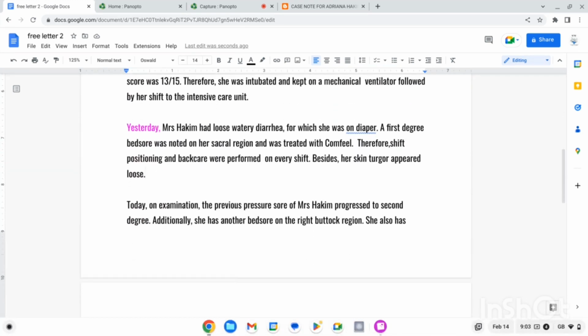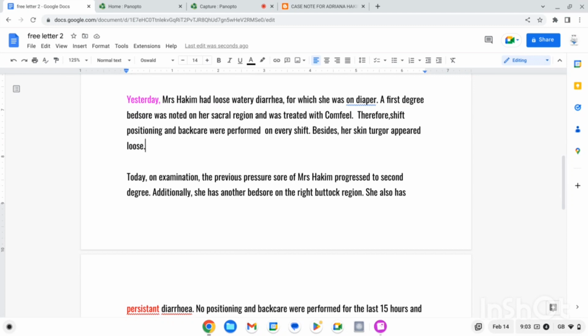Then go for the other one, the fourth paragraph. Today on examination, the previous pressure sore of Mrs. Hakim progressed to second degree. Additionally, she has another bed sore. Okay, so additionally developed another bed sore on the right buttock region.